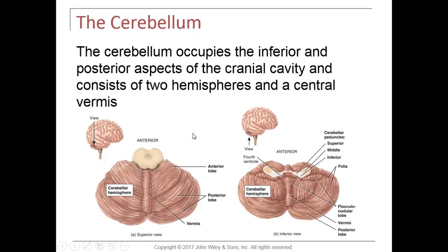The cerebellum is the second largest mass of the brain. It is located in the inferior and posterior part of your cranial cavity. It is made up of two hemispheres. They're called the cerebellar hemispheres. We have a left cerebellar hemisphere and a right cerebellar hemisphere, and in between them is something called the vermis that separates them. Just deep to that is the falx cerebelli that I was mentioning before, which helps separate partially the cerebellar hemispheres from one another.